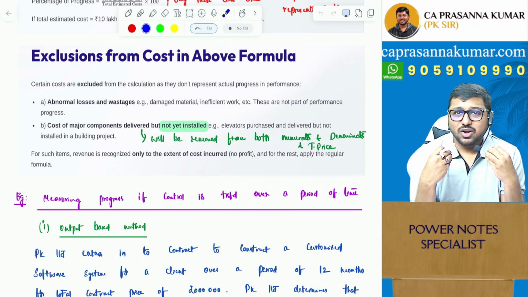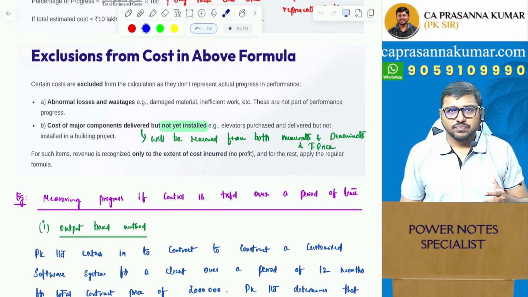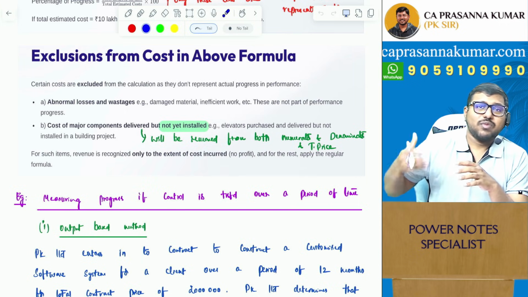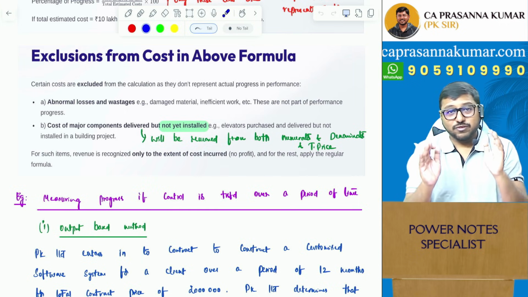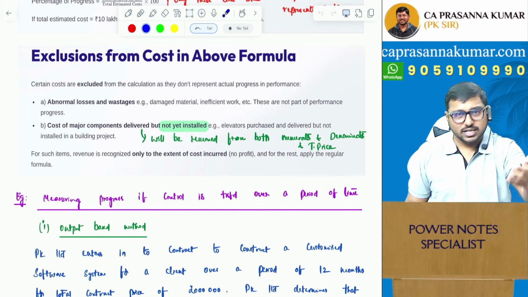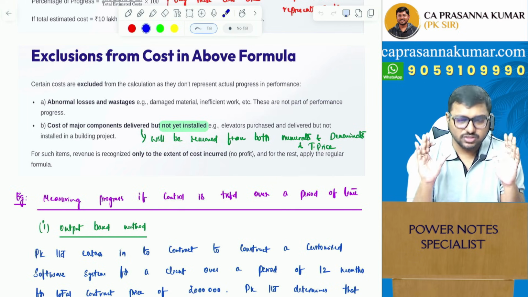So as a contractor, what is the value addition that you have done? If you have just purchased elevators and kept them at the site, there is no value addition that you have done, right? You understand the point? Therefore, to the extent of the cost of elevator that you have incurred, I'll reimburse that, you can add that. But upon that, you cannot enjoy any profit margin. That is the logic over here.